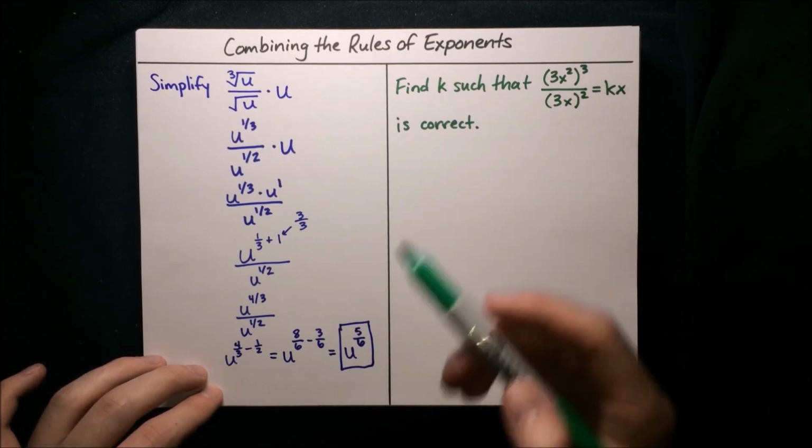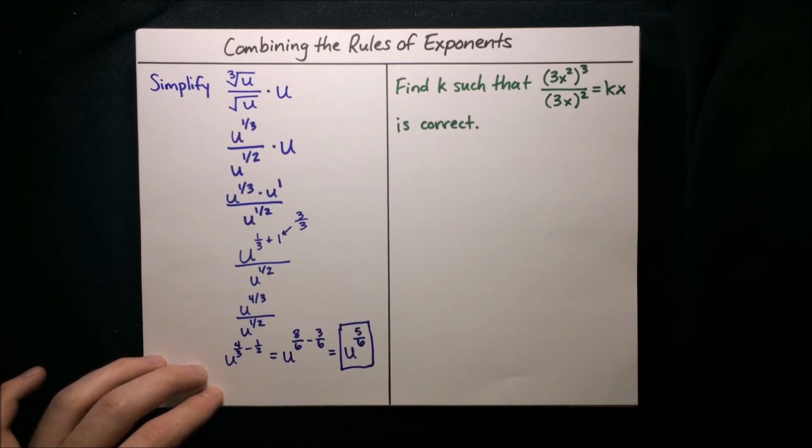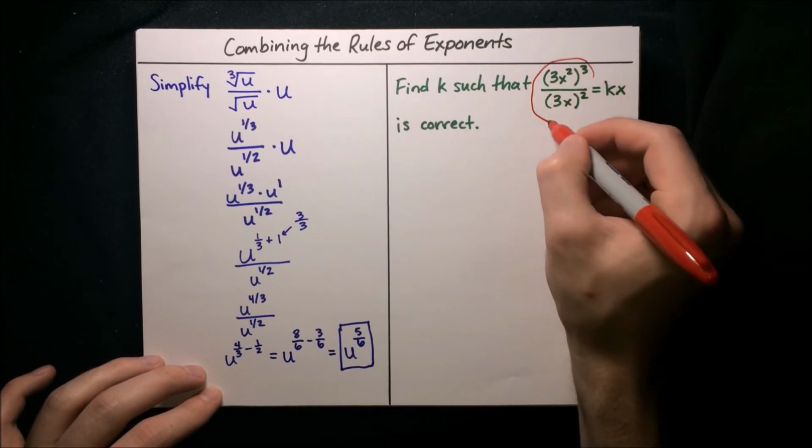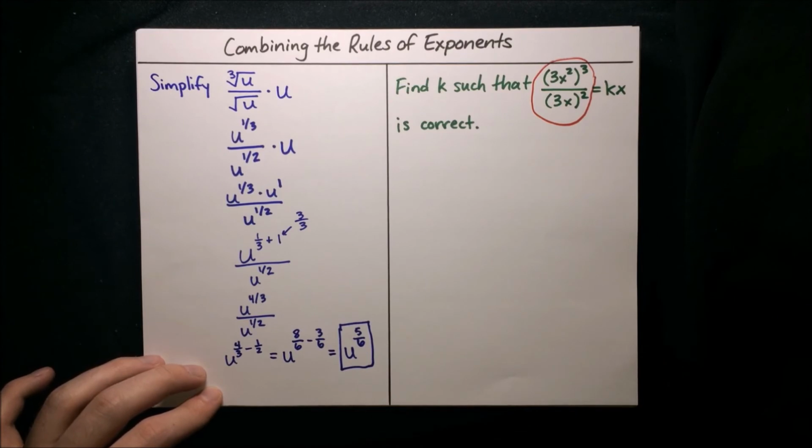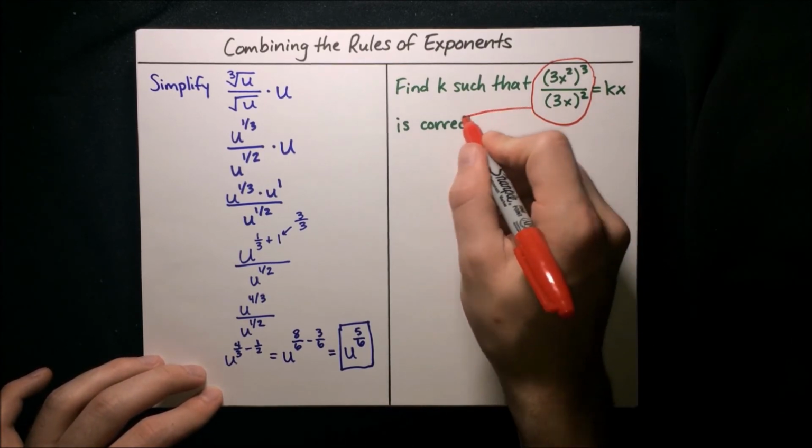Next up, find k such that the quantity 3x squared to the 3rd power divided by 3x to the 2nd power is equal to kx. Find k such that that equation is correct. So really we just need to solve for k in this equation. Now before we think about solving for k, why don't we look at this big expression on the left side here. This expression looks like it can be simplified a ton. So let's go ahead and do that. Let's go ahead and simplify that.